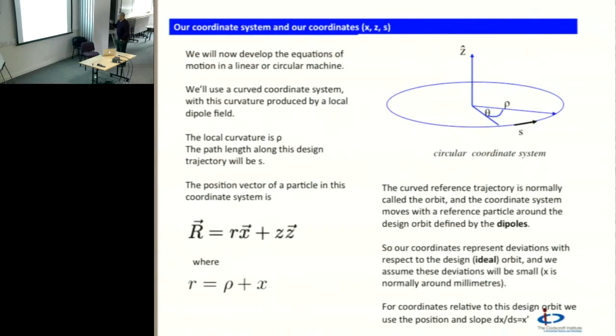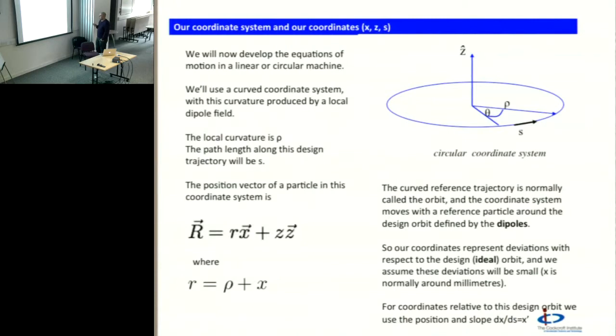So we'll use a curved coordinate system, and this is it. So that's our accelerator. The longitudinal variable is going to be s. z is our vertical direction, and x is our horizontal direction. Rho is the radius of curvature of the reference particle. So the local curvature is rho, and the path length along this curved trajectory longitudinally is going to be s.